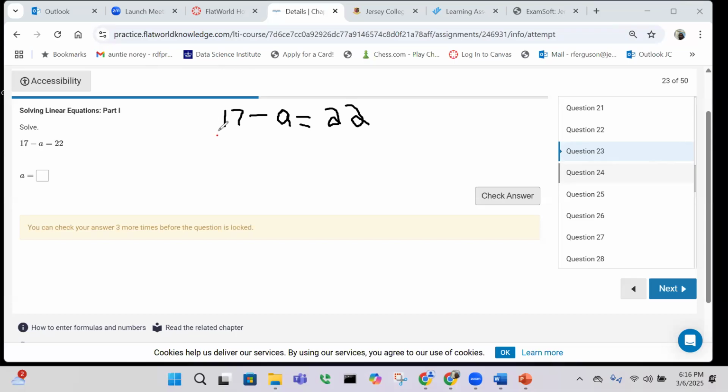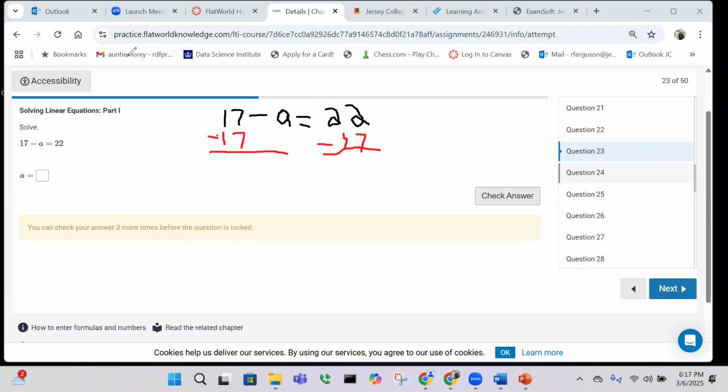I subtracted the 17 from 22, and that gave me negative A. So then I divided by negative, and that gave me -5 as the answer. Correct. So we need negative 17 on both sides. So you just did the inverse operation. You went to this side.